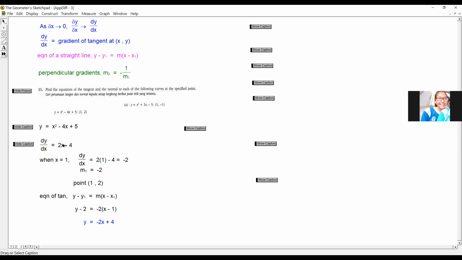dy dx is 2x minus 4. So this is the gradient function. But if you want to find a particular value, you have to substitute a point inside. So substitute a point inside, dy dx equals to negative 2. Now this time, I call the value of dy dx m1. Do you know why I want to call it m1? Why do I need to call it m1?